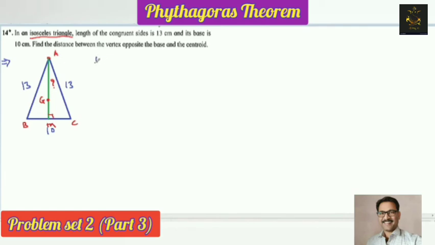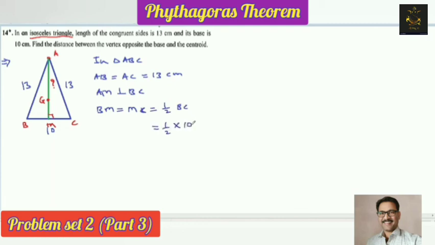See here, in triangle ABC, very important part this one. Here AB is equal to AC and both these are 13 centimeter each. Now after drawing that perpendicular AM perpendicular to BC, the base BC is bisected. So BM is equal to MC, that is nothing but half of BC. How much is BC? BC is 10. So here both are 5 each.